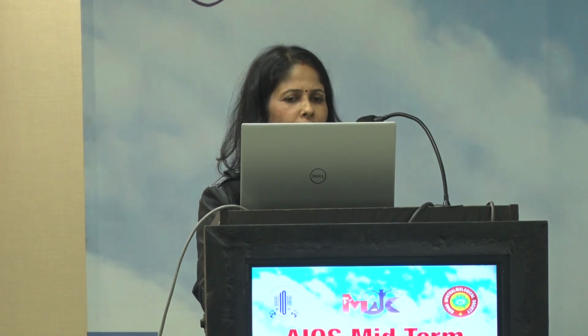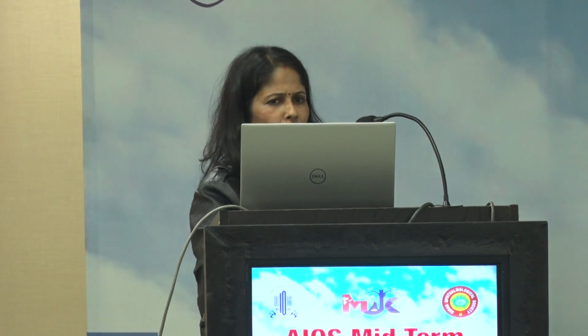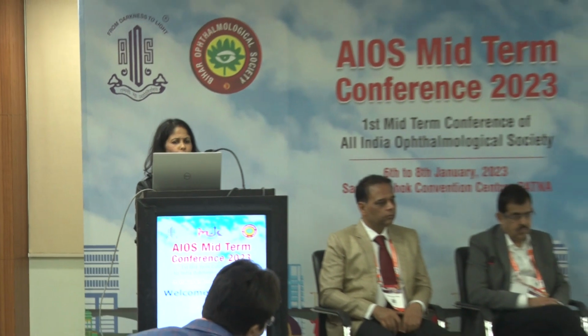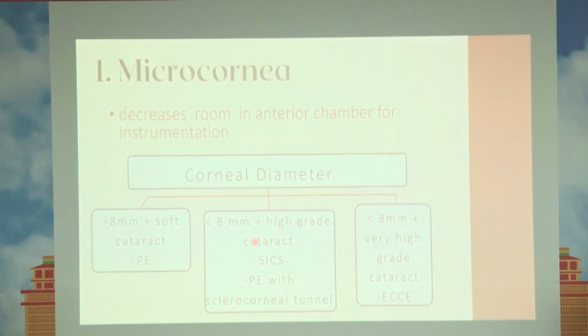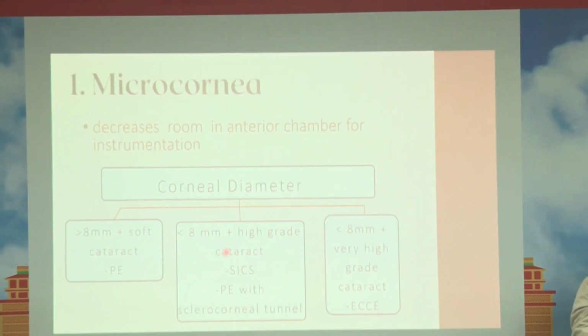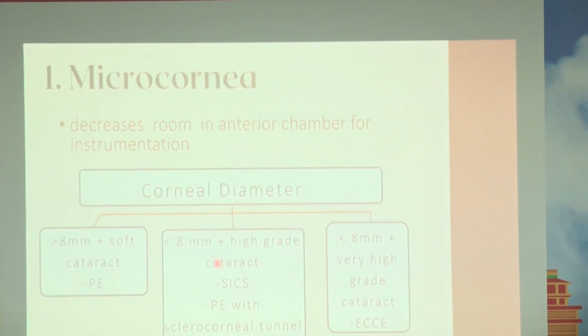Dealing with the challenges, coming to the microcornea: if the corneal diameter is more than 8 mm and it is a soft cataract, then our first choice should be phacoemulsification. If the corneal diameter is less than 8 mm with a high grade of cataract, then we should prefer SICS. If you want to go for phacoemulsification, we can make a sclerocorneal tunnel. And if it is a very high grade cataract, then we should go for ECCE.